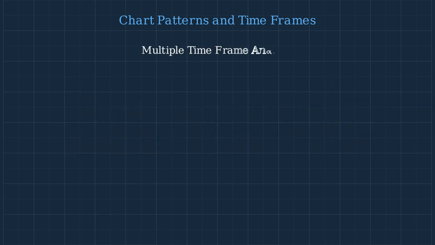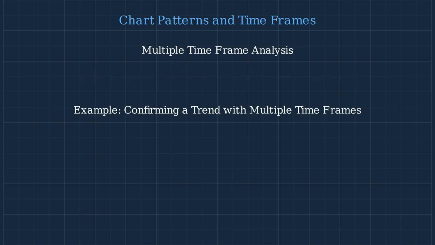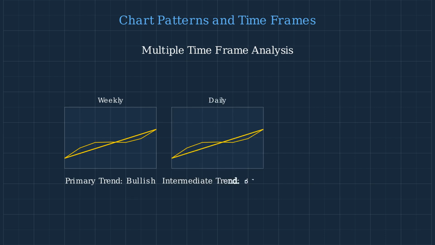Multiple timeframe analysis is a technique traders use to confirm patterns and improve decision-making. Let's examine how to confirm a trend using 3 different timeframes. First, identify the primary trend on a higher timeframe, such as the weekly chart showing a clear bullish trend. Next, confirm the intermediate trend on the daily timeframe, which also shows bullish momentum.